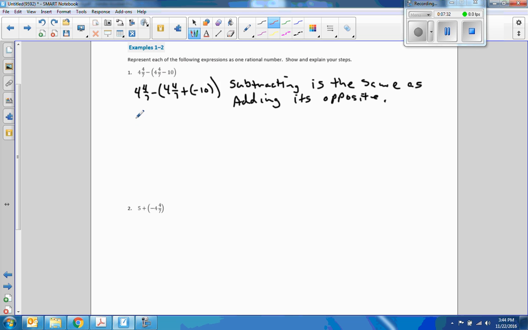The next thing I'm going to do is take 4 4/7 and change this to plus a negative 4 4/7, plus 10. Okay, so this was minus, and that gets distributed. So plus a negative is minus, and then minus a minus is plus. So now we have plus a negative and plus a plus. The opposite of a sum is the sum of its opposites.